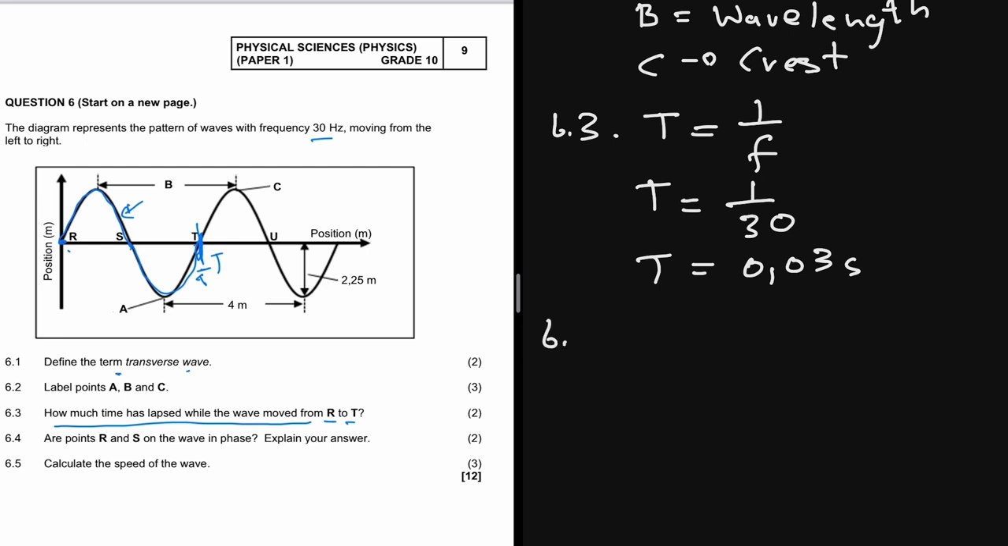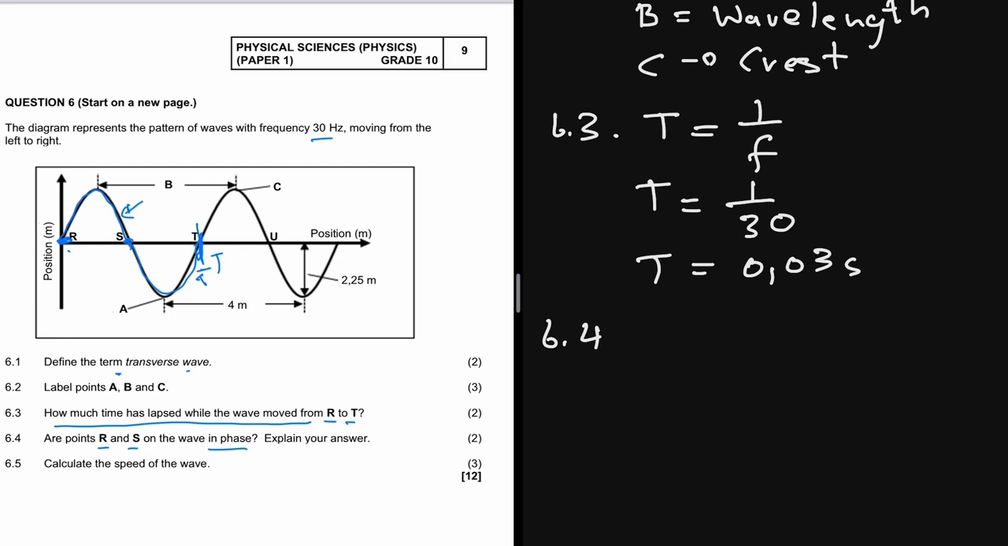So now we have 6.4. They say, are points R and S on the wave in phase? Explain your answer. Okay, so now let's look at points R and S. R is here, S is here. When you talk about the points that are in phase or out of phase, we look at the direction through which that point is going.